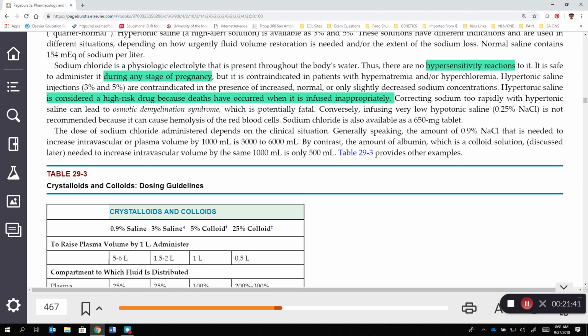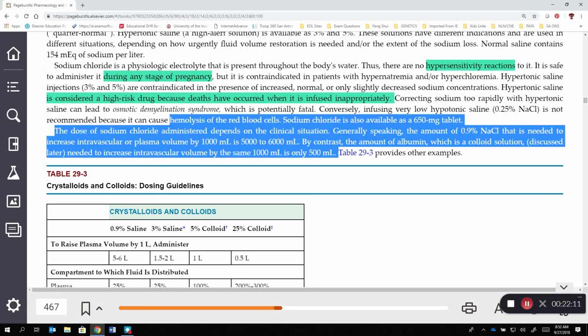You can cause death in a patient by hanging the wrong one. If we correct the sodium too rapidly, the hypertonic saline can lead to something called osmotic demyelination syndrome, which is potentially fatal. If we use a very low hypotonic saline, the 0.25%, remember that's the quarter normal saline that I said I've never seen used in an adult population, it can actually cause hemolysis of red blood cells.